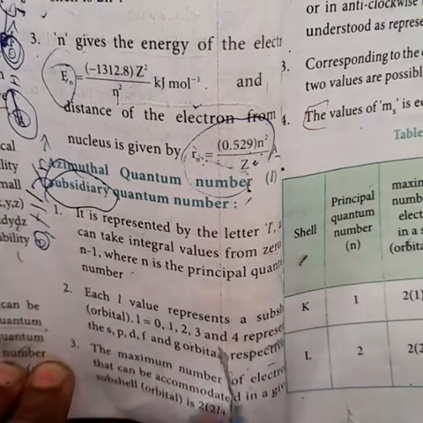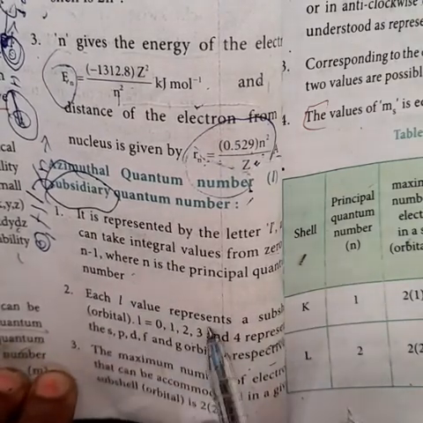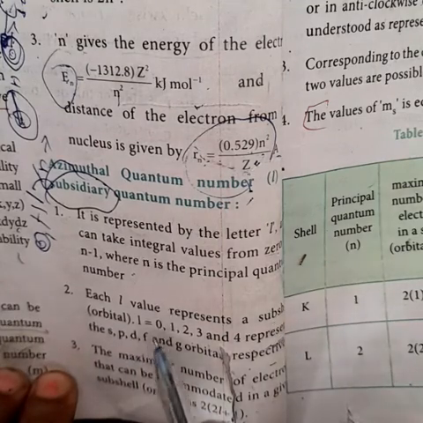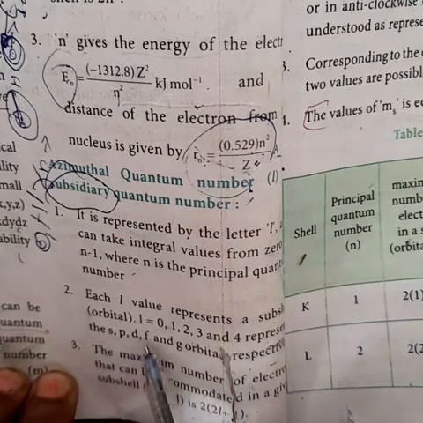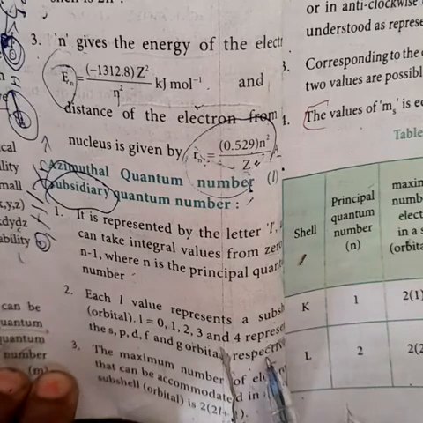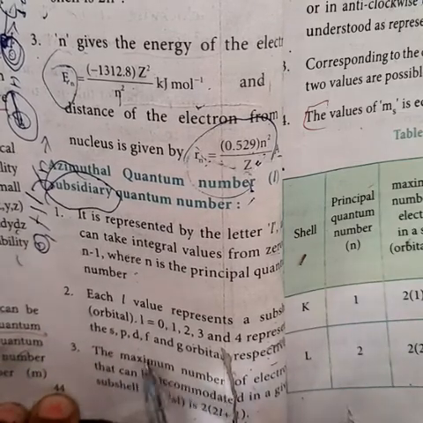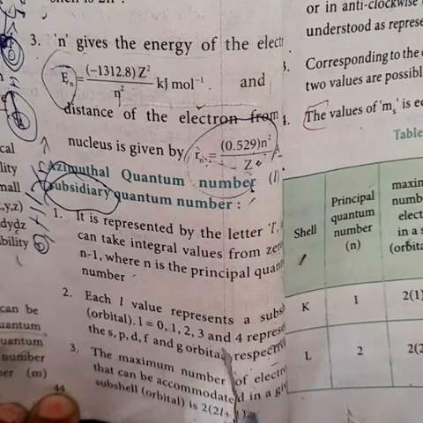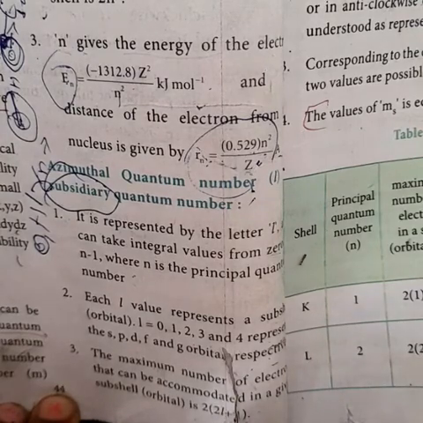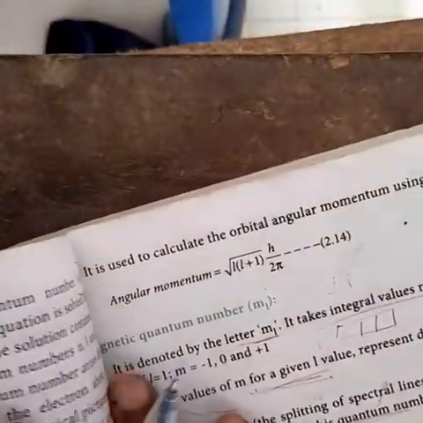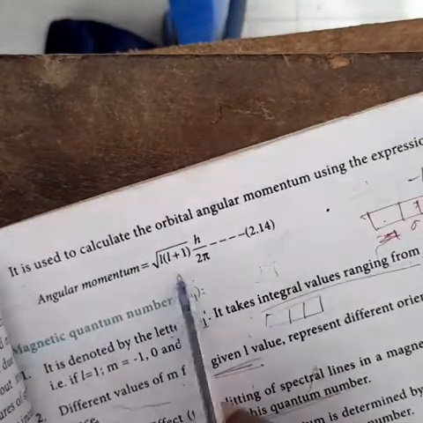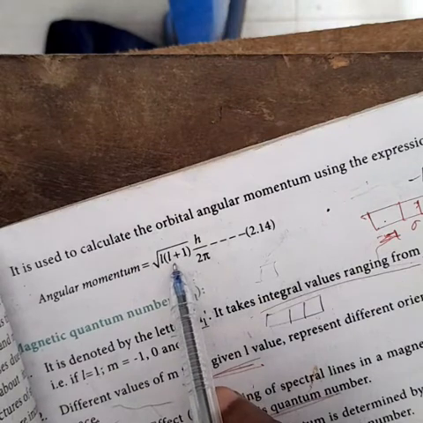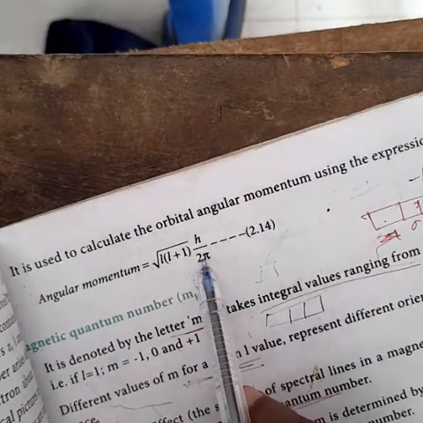Point number 2: each l value represents a subshell or orbital. l is equal to 0, 1, 2, 3 and 4 represents the s, p, d, f and g orbitals respectively. And the third point: the maximum number of electrons that can be accommodated in a given subshell is 2 into 2l plus 1. And the fourth point: it is used to calculate the orbital angular momentum using the expression angular momentum is equal to root of l into l plus 1 into h by 2 pi. Understood? Thank you all.